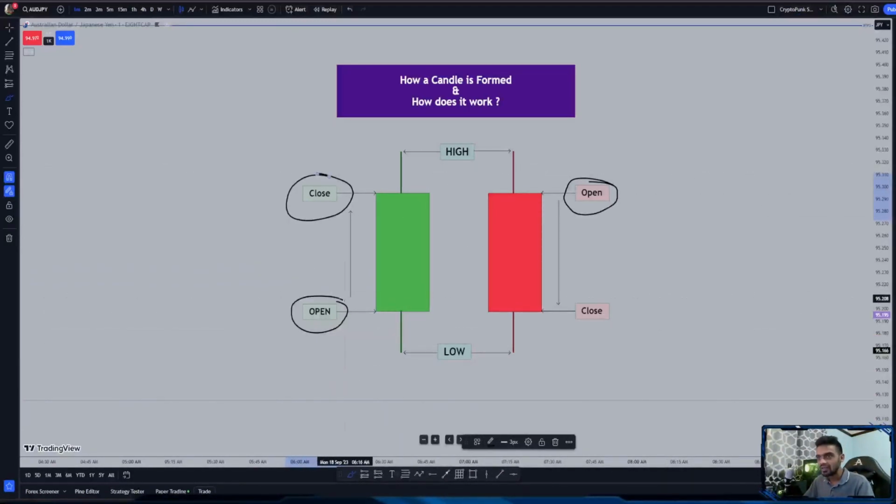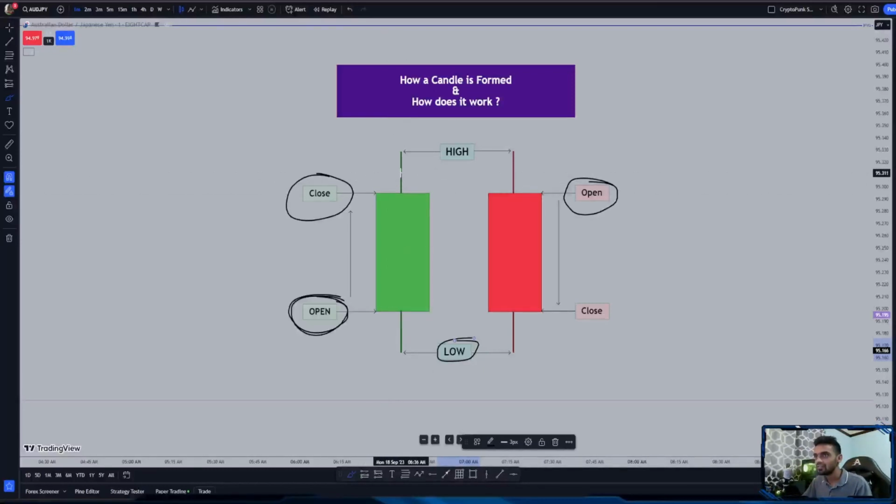Number 1, a candle opens at a price and reaches a low. The low can be created for a green candle anytime before its closing. Same with the high. The high can be created anytime before the closing, but sometimes you will see there is no wick, maybe at the bottom or maybe at the top of the candle. In that case, the high and the closing price, or the low and the opening price, will be the same.